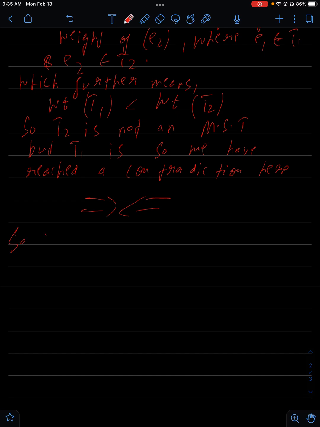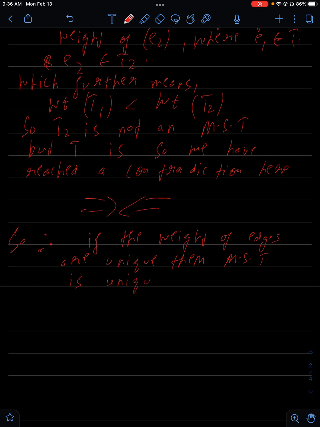So therefore, if the weights of edges are unique, then the minimum spanning tree is unique. That's it.